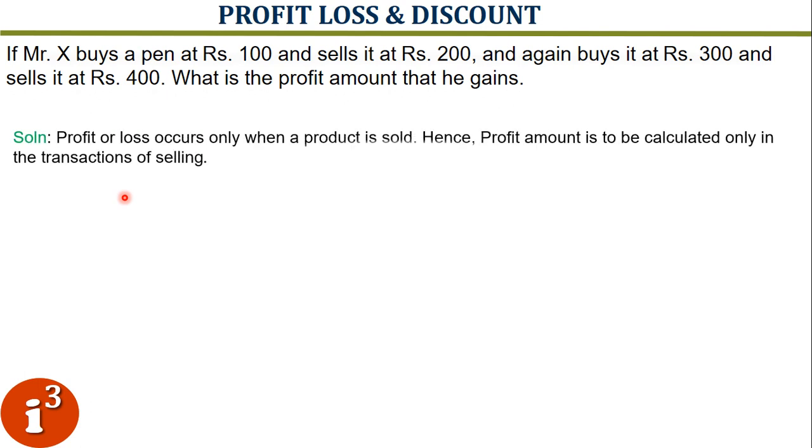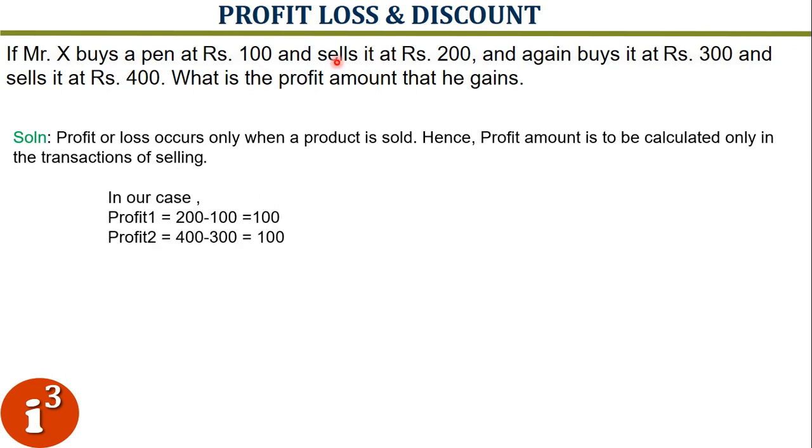Before solving this, we should understand the basic concept of profit or loss. Profit or loss occurs only when a product is sold. Hence the profit amount is to be calculated only in the transactions of selling. So whenever you sell a product, only then do you incur a profit or loss. You do not incur a profit or loss in a transaction where you purchase. You should remember by heart that profit or loss occurs only in the transactions of selling.